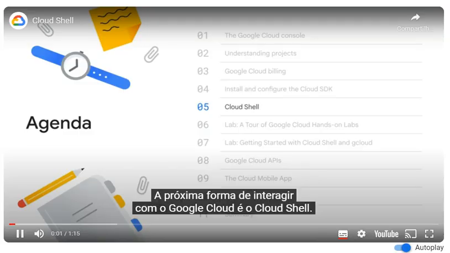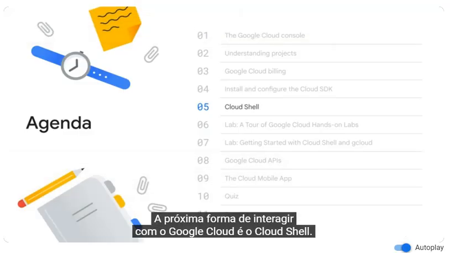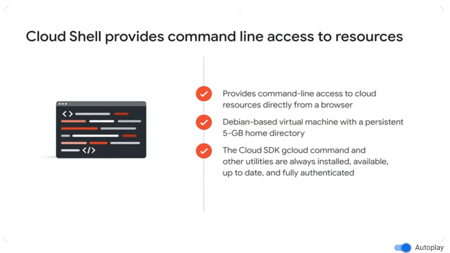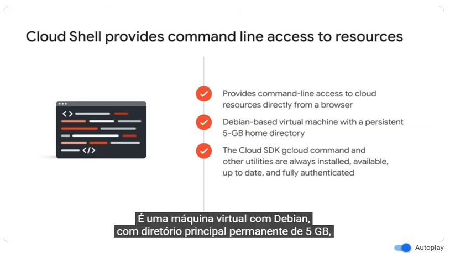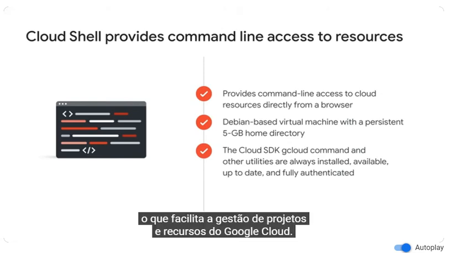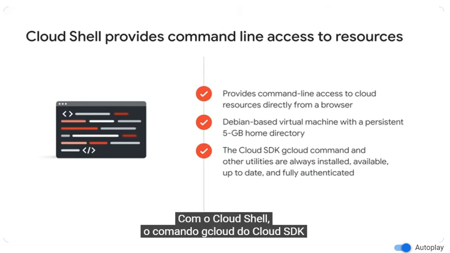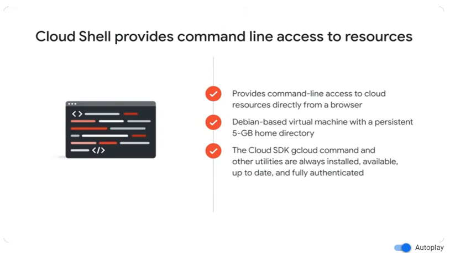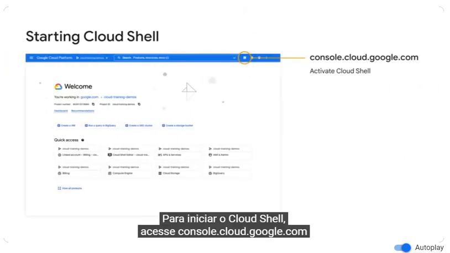The next way to access and interact with Google Cloud is Cloud Shell. Cloud Shell provides command line access to cloud resources directly from a browser. It's a Debian-based virtual machine with a persistent 5 GB home directory, which makes it easy to manage Google Cloud projects and resources. With Cloud Shell, the Cloud SDK gcloud command and other utilities are always installed, available, up to date, and fully authenticated.